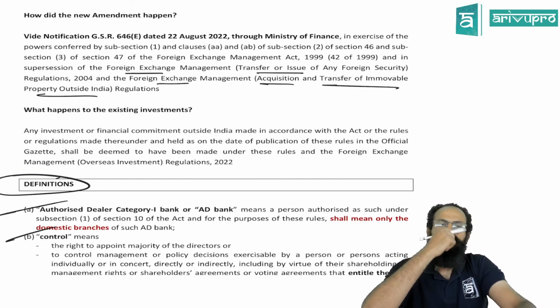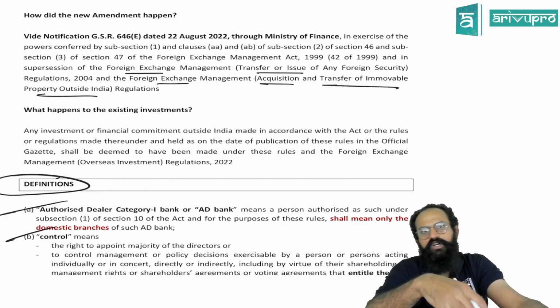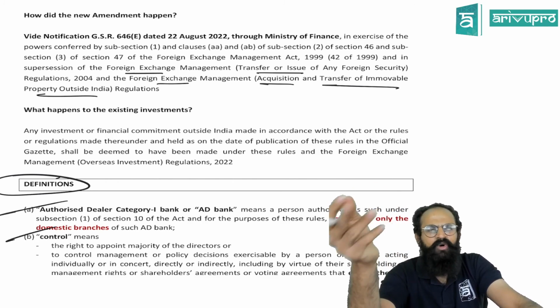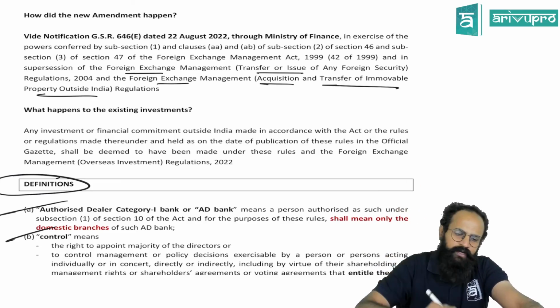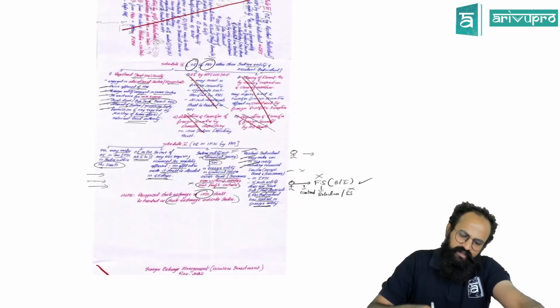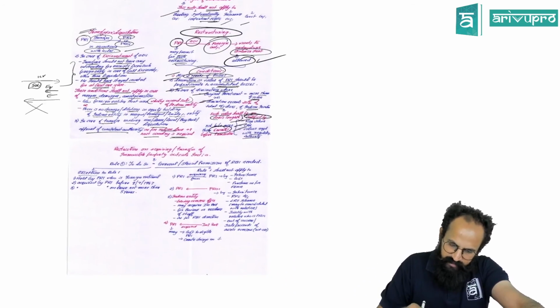Now, the last topic that is left: if an Indian person wants to acquire any immovable property outside India, sir, is it allowed? What are the conditions and all? We will see the last criteria left. That's all. After this, only amendments remain. There is one last thing left. Is this clear?